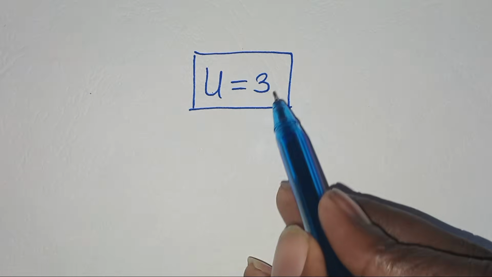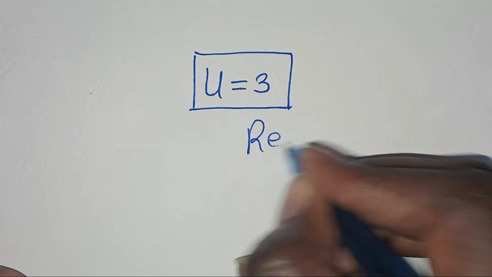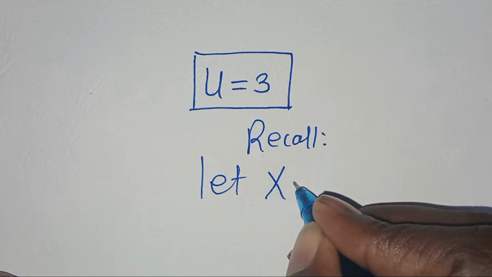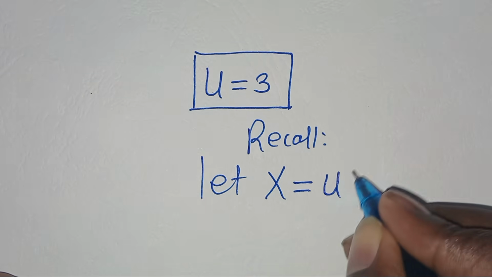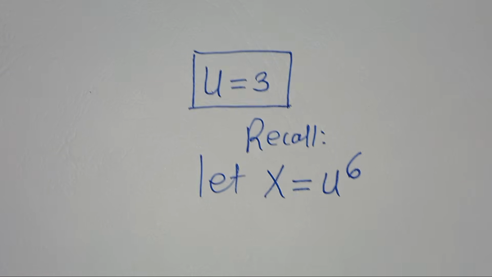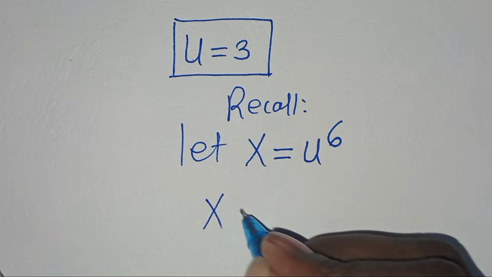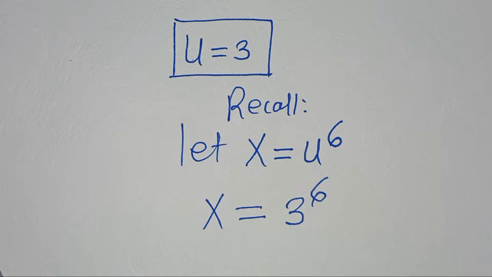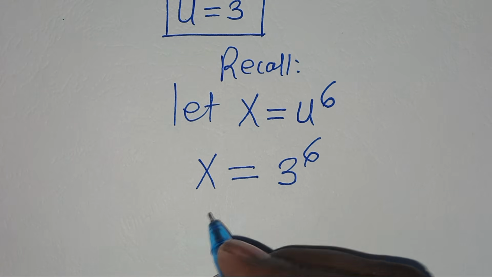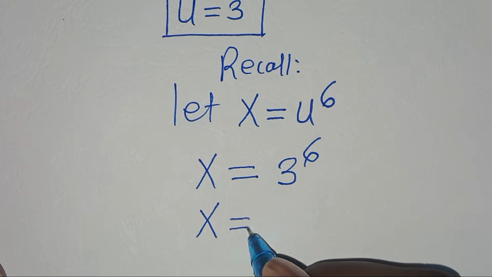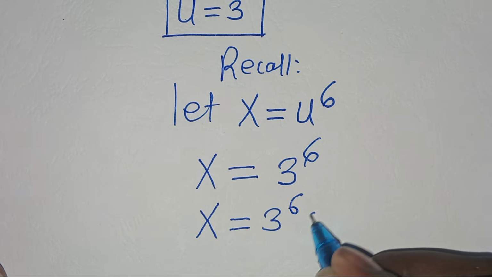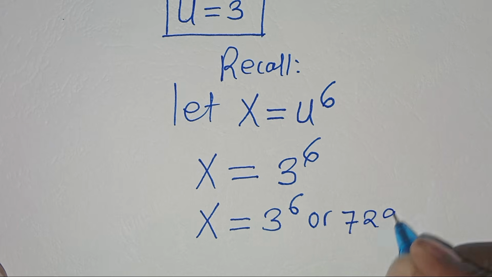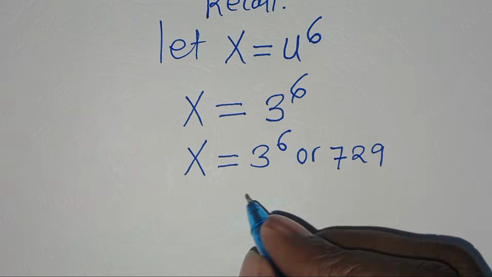Now, since we have u is equal to 3, and if you recall, we assumed that we let x be equal to u raised to the power of 6. So this means that x will be equal to 3 raised to the power of 6, which is 729.